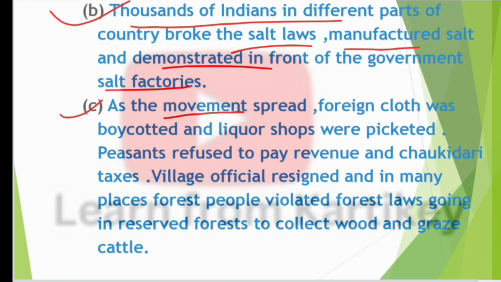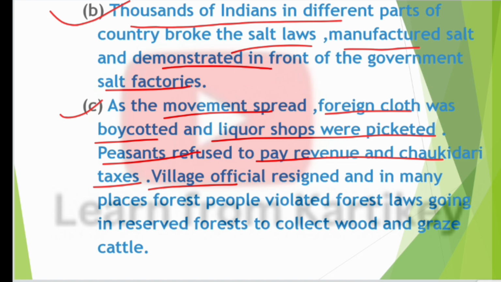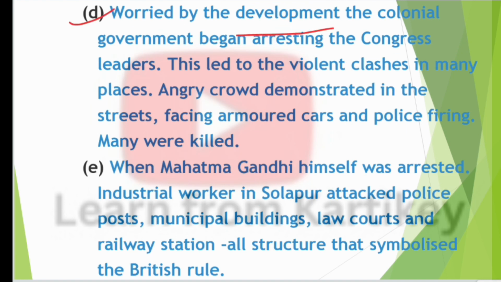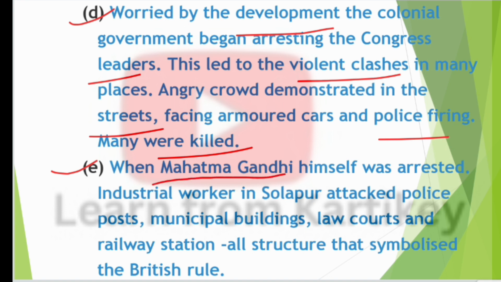Third point, as the movement spread, foreign clothes were boycotted and liquor shops were picketed. Peasants refused to pay revenue and chaukidari taxes. Village officials resigned, and in many places, forest people violated forest law, going into reserved forests to collect wood and graze cattle. Fourth point, worried by the developments, the colonial government began arresting the Congress leaders. This led to violent clashes in many places. Angry crowds demonstrated in the streets, facing armored cars and police firing. Many were killed. Fifth point, when Mahatma Gandhi himself was arrested, industrial workers in Solapur attacked police posts, municipal buildings, law courts, and railway stations, all structures that symbolized British rule.